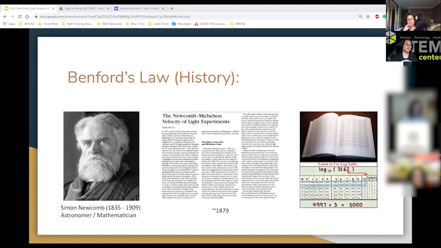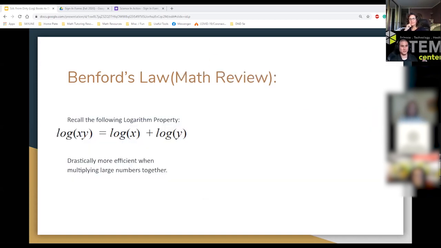And in that process, his calculation involved the use of log tables. A brief math review here: recall the logarithm property that if I take the log of x times y, it's the same evaluation as taking the log of x and the log of y and adding them together. This is a drastically more efficient way to multiply very large numbers together, right? In the late 1800s, we were doing a lot of these massive calculations without any use of a calculator. And how did they handle that? Well, they could do it by hand, right?